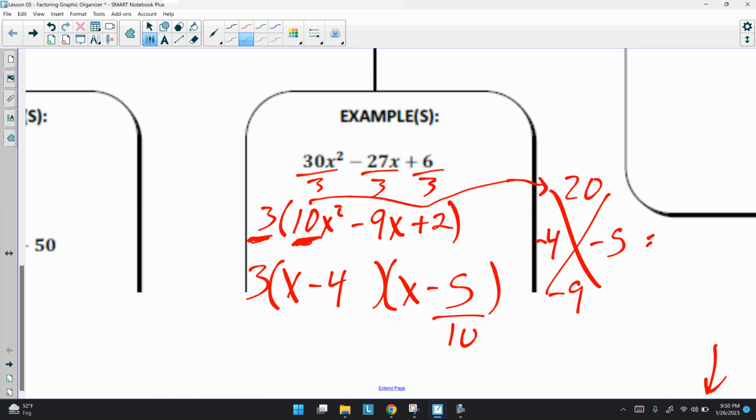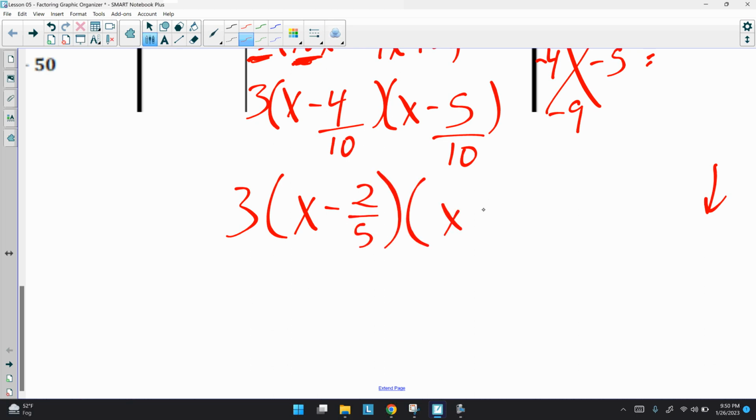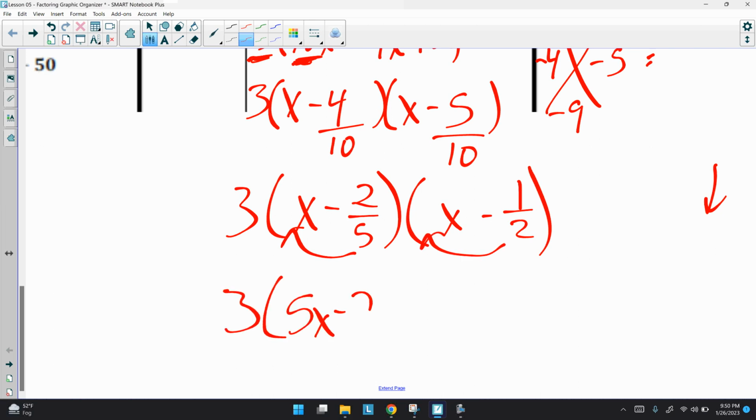Alright, let me give myself some more space. Let's see, reduce fractions. So x minus, let's see, 4 over 10 would be 2 over 5. And then that's 1/2. And then from here, we do the bottoms up. So 3, 5x minus 2, 2x minus 1. Let's see, we're supposed to get 30 out of that. 2 and 5 is 10, 30. Yeah, I don't think that'll work out.